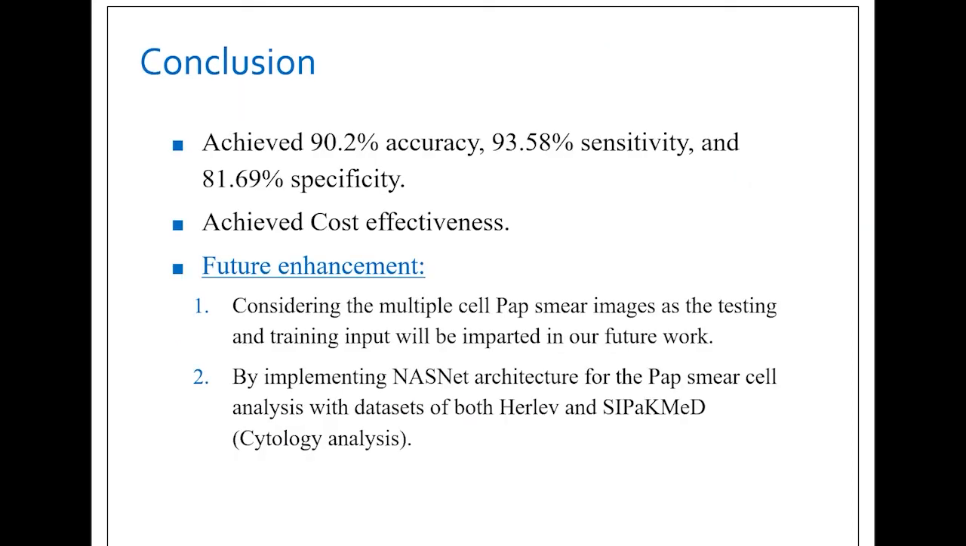Then finally the conclusion. Here, this proposed model achieved an accuracy of 90.2%, sensitivity of 93.58% and specificity of 81.69%, and this model provides cost effectiveness for pap smear cell single image classification. But in future work, we have to consider multiple cell pap smear images for testing and training. Then we will implement the NASNet architecture for the pap smear cell analysis with a dataset combining both the Herlev dataset and the SIPAKMED dataset.